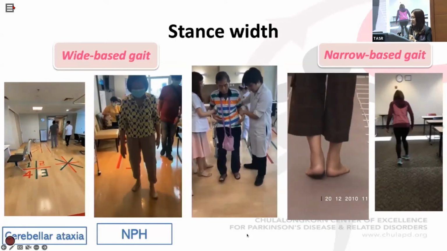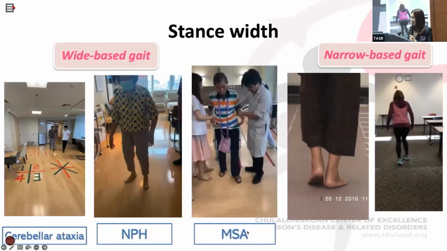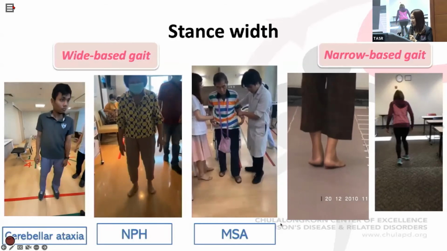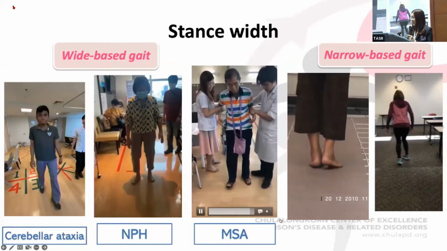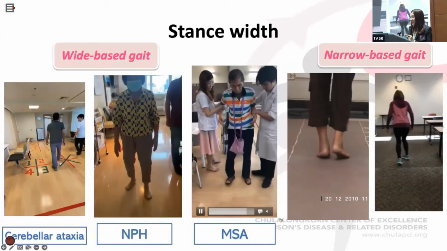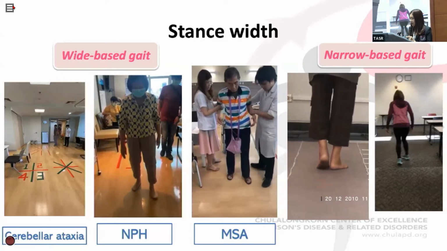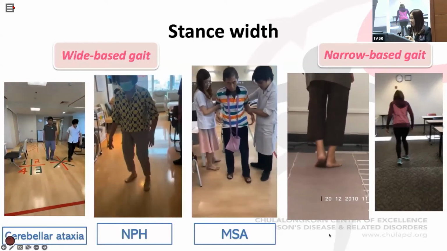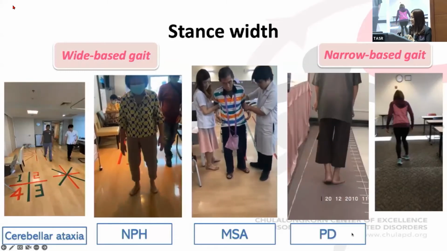The next video is the patient with MSA or atypical Parkinsonism. He has wide-based gait, but the difference is that you see that this patient had postural instability in the medial-lateral plane, like some speakers mentioned in the previous session. Patients with PD have narrow-based gait to compensate for their postural instability in the anterior-posterior plane.